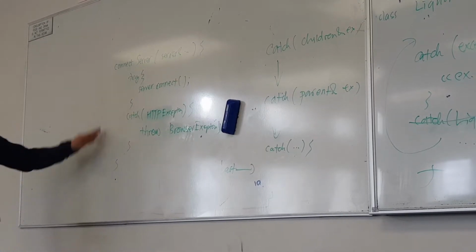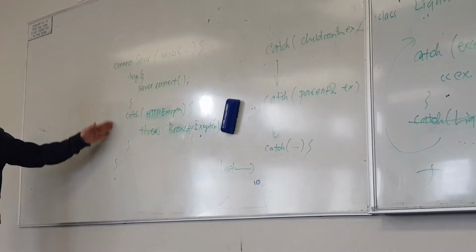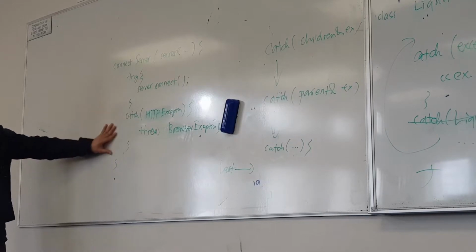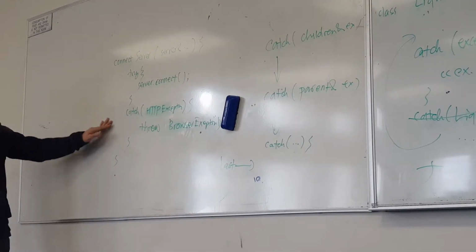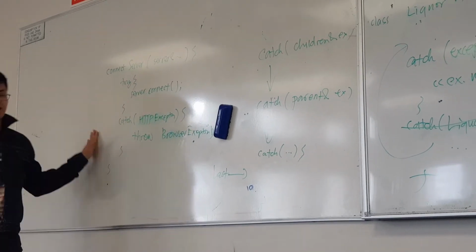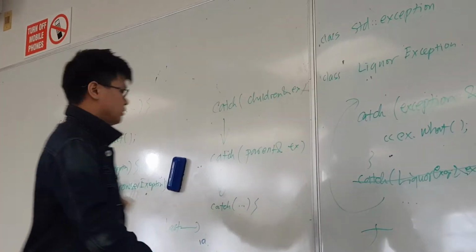So basically this is more like dumbing down the specificity of the error. So this happens a lot, and don't be surprised if you see this in some code base.